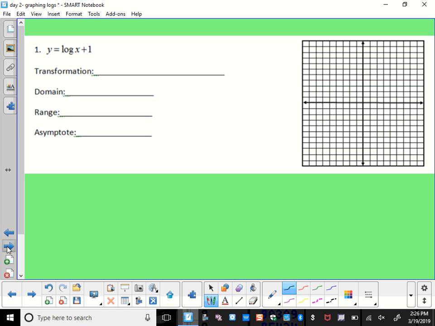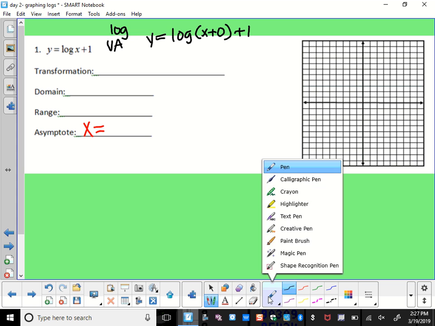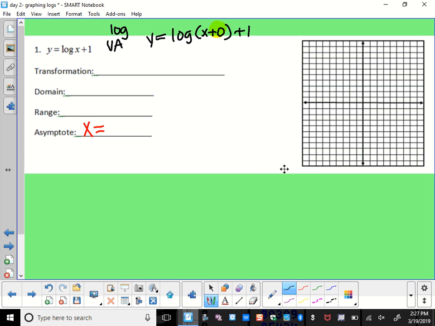Let's look at number 1. It's a log graph, right? Because it's a log, do I have a vertical asymptote or a horizontal asymptote? Vertical asymptote. So that tells me I have x equals. Notice how there's no parentheses. So this equation is really y equals log times x plus 0 plus 1. So my asymptote is going to be the opposite of what's inside my parentheses. So what's my asymptote? It's just 0. What's the transformation here? No. At the very end is up. You're looking at inside the parentheses.